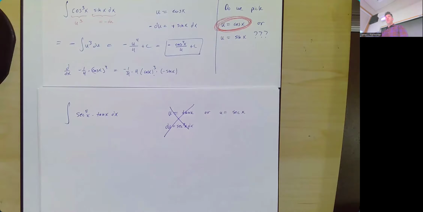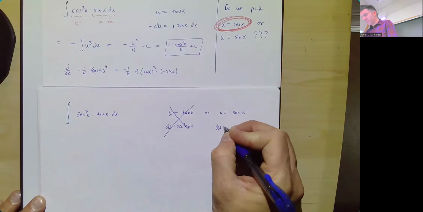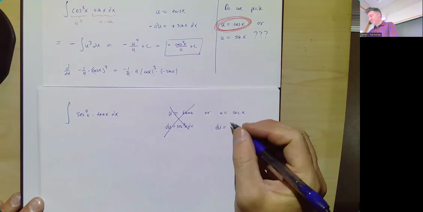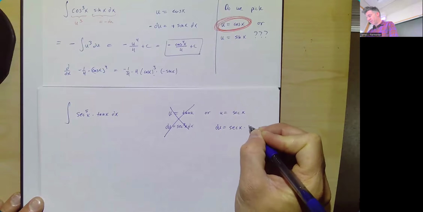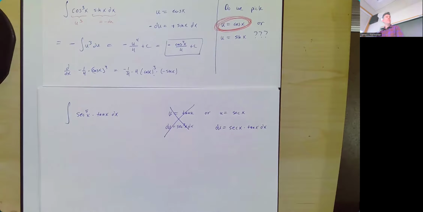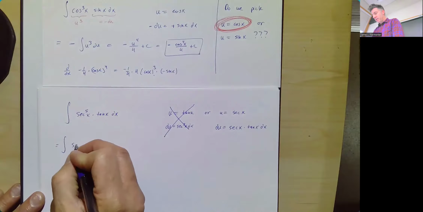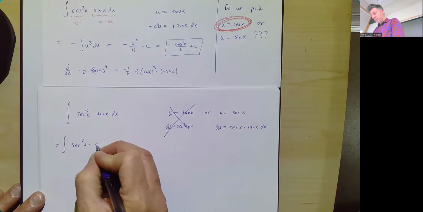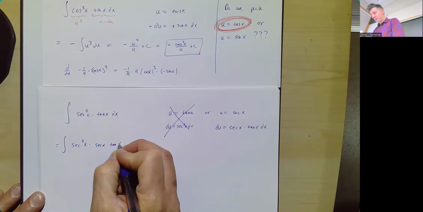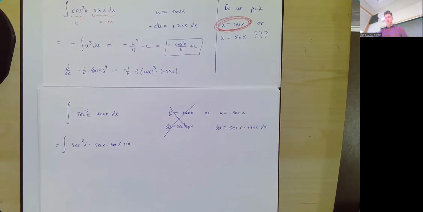On the other hand, if we let u equal secant, what's the derivative of secant of x? It's been a while. What is the derivative of secant of x? It is secant of x times tangent of x. And look, I have a secant of x times tangent. I actually have a lot of secants of x, but I certainly have at least one of them. I can rewrite this integral as secant to some power times secant of x times tangent of x. And now it's exactly looking good.